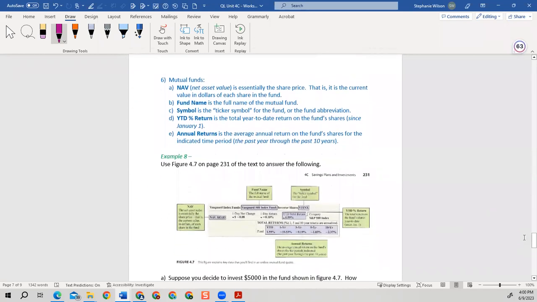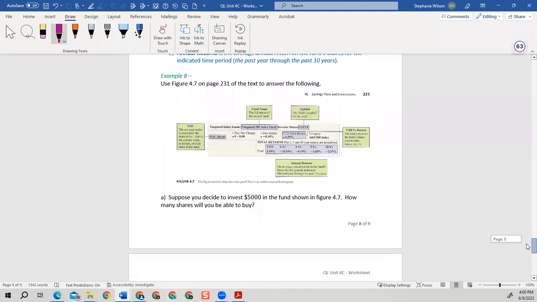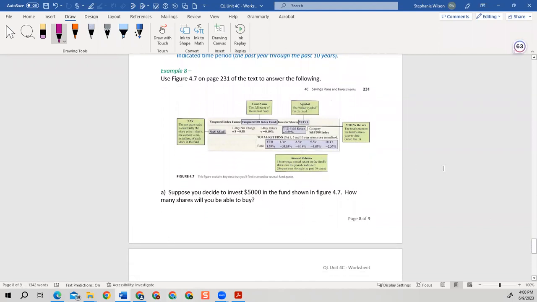Reach out to me if you have any questions. This next part, if you want to pause this here and read this information, we're fixing to go over this. Okay. As you see here on example 8, you are given this image that came from the textbook. And we're going to apply this knowledge from this particular example. Suppose you decide to invest $5,000 in the fund shown in figure 4.7. How many shares will you be able to buy? All right, so I'm going to take that $5,000 that I'm going to invest.